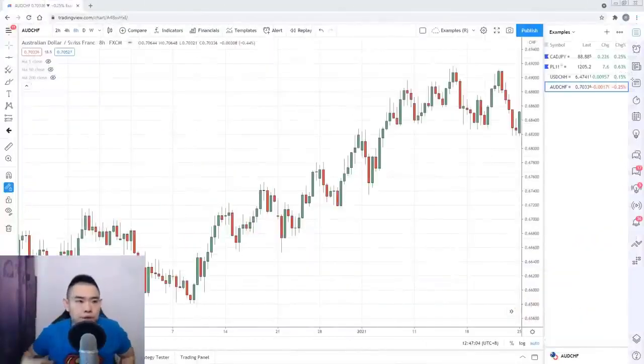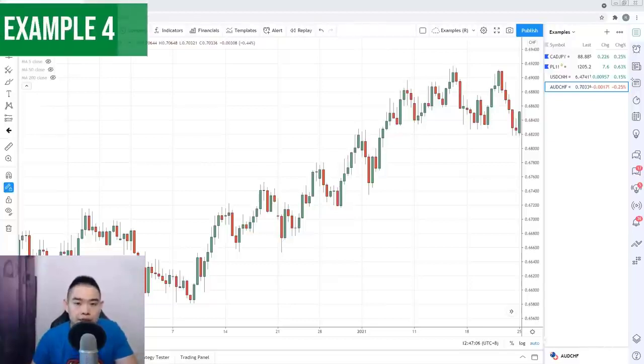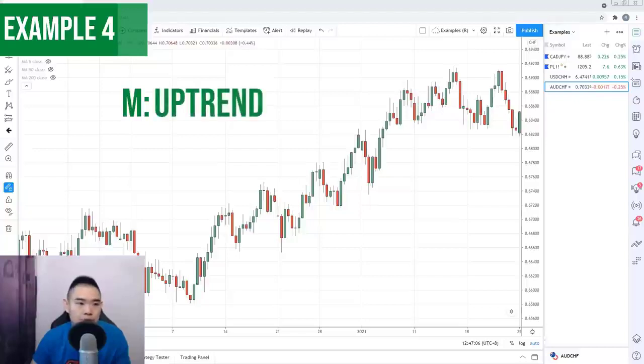Okay, for this one, here is the chart of Aussie against the Swiss franc. This is the 8-hour time frame. So let me again walk you through the trading strategy. Market structure: you can see that this market structure is in an uptrend. So market structure, uptrend. What about area of value?